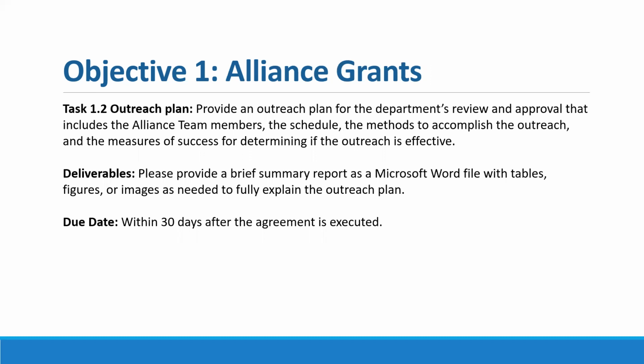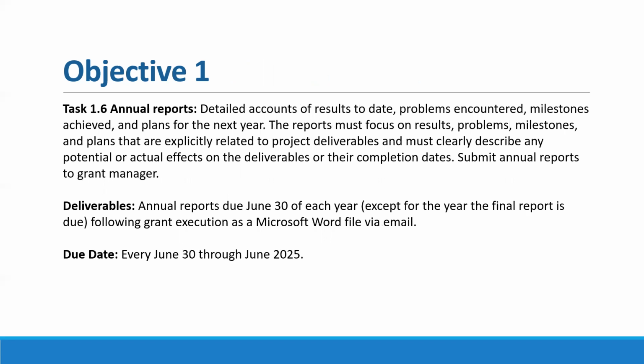For Alliance grants, task 1.2 is a little different in that it's an outreach plan instead of a research plan. But the general idea is the same, where it's really an overview of how the project is going to be carried out. For the Alliance grants, the outreach plan is going to include information like the Alliance team members, the schedule, the methods that are needed to accomplish the outreach, and the measures of success for determining if the outreach is going to be effective. Similarly, the deliverable for this one is going to be a brief summary report that's submitted with tables, figures, and images as needed. And then the due date for that deliverable is going to be within 30 days of the agreement being executed.